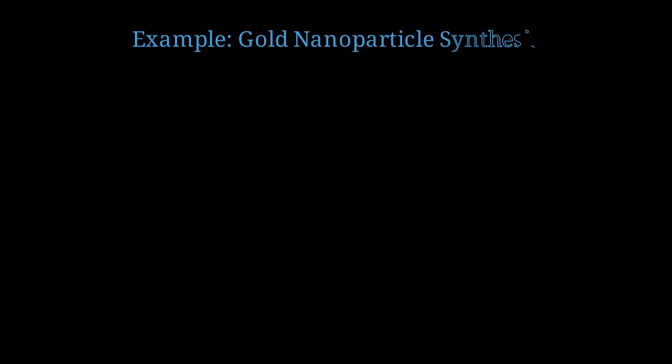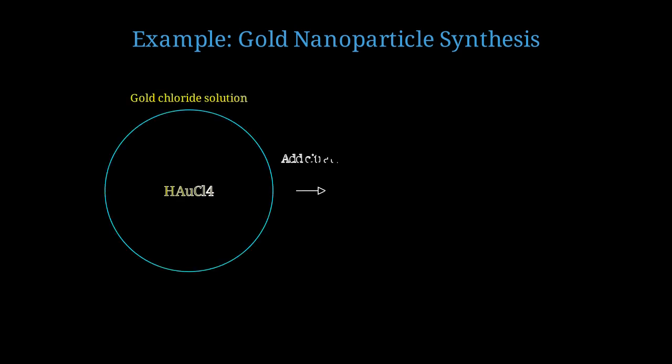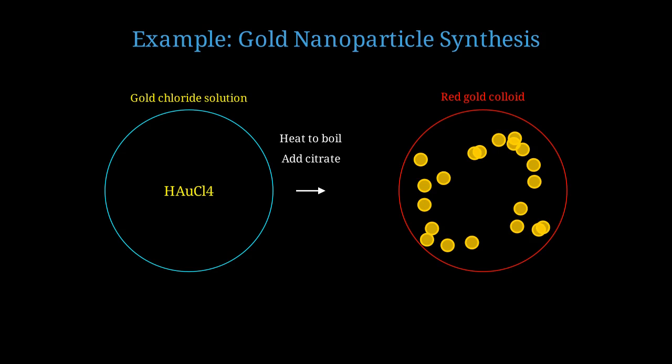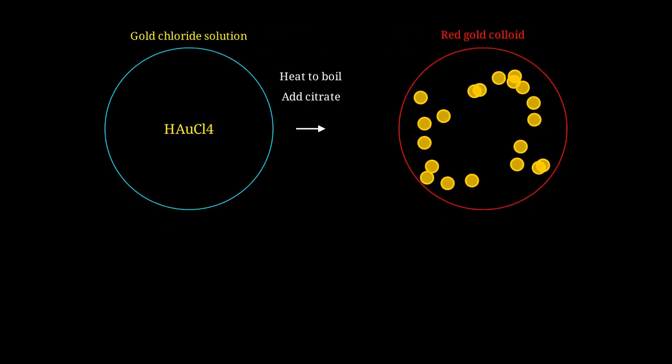Let me walk you through a classic example, the Turkevich method for gold nanoparticle synthesis. This beautiful reaction demonstrates bottom-up principles perfectly and produces stunning results. We start with gold(III) chloride and water, a pale yellow solution. When we add sodium citrate and heat to boiling, the citrate acts as both a reducing agent and a stabilizer. Au³⁺ ions are reduced to Au⁰ atoms. The genius is that citrate molecules adsorb onto the gold nanoparticle surfaces, providing electrostatic stabilization. The negatively charged citrate prevents particles from aggregating. The final solution appears deep red due to surface plasmon resonance.